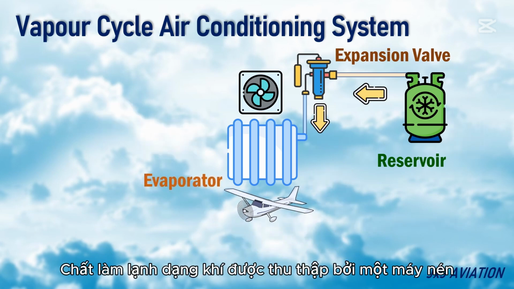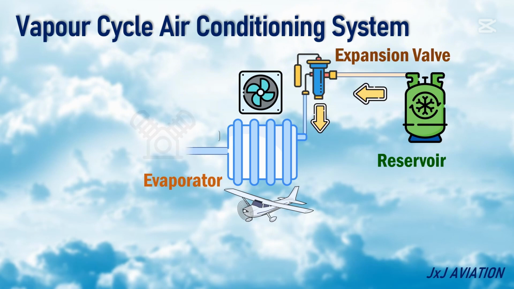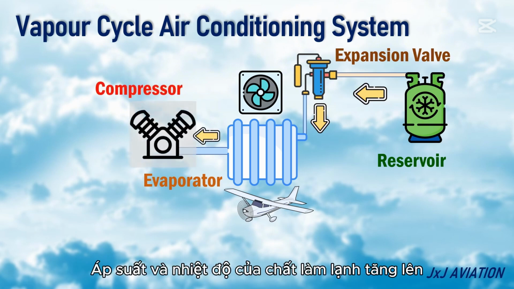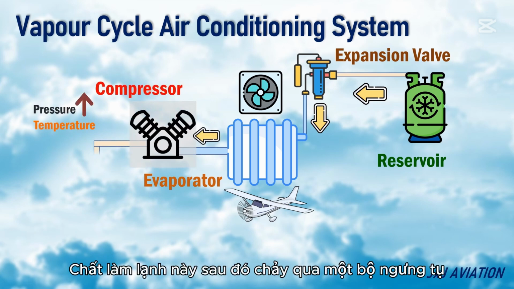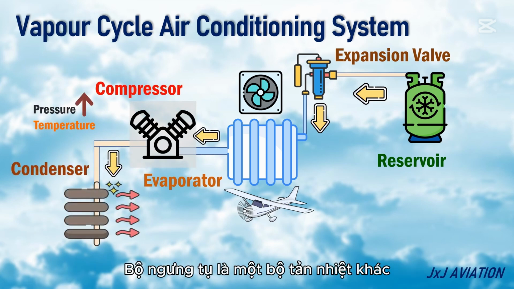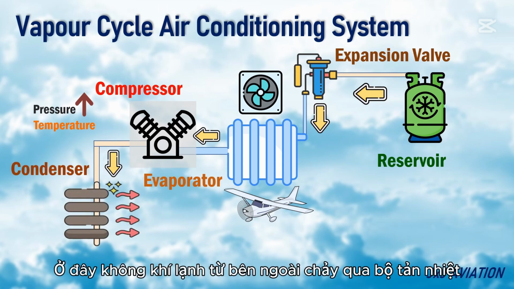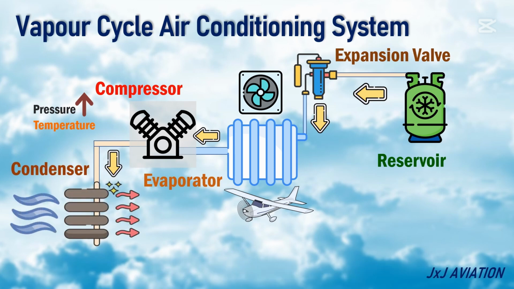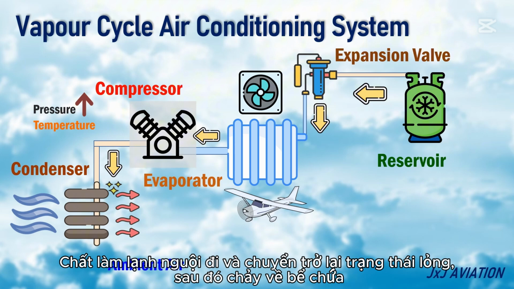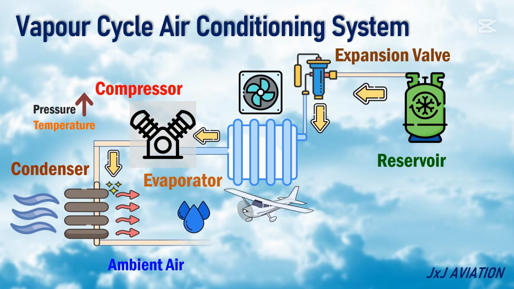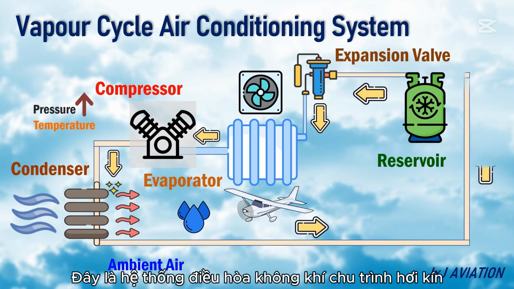The gaseous refrigerant is collected by a compressor. The pressure and temperature of the refrigerant increases. This refrigerant now flows through a condenser. The condenser is another radiator. Here the cold outside air flows across the radiator. In this cycle, the heat is transferred from the refrigerant to the ambient air. The refrigerant cools down and changes back to liquid state and flows to the reservoir. This becomes the closed-loop vapor cycle air conditioning system.